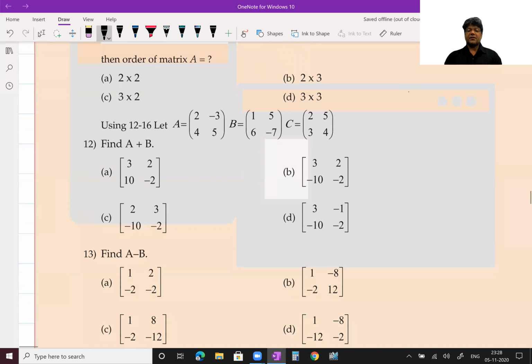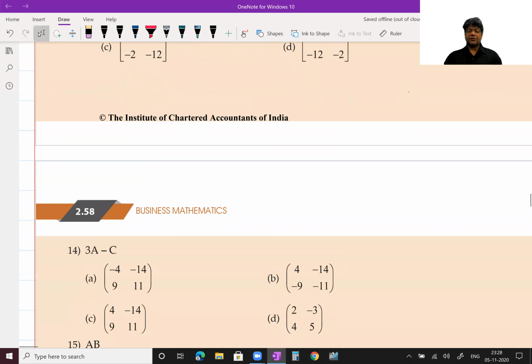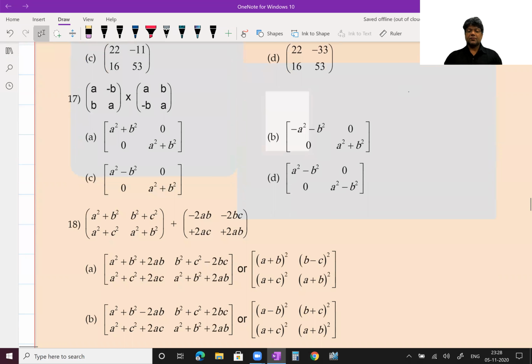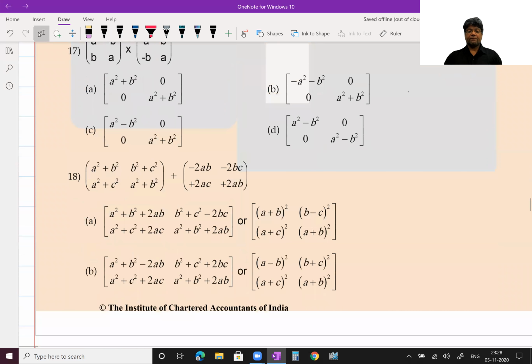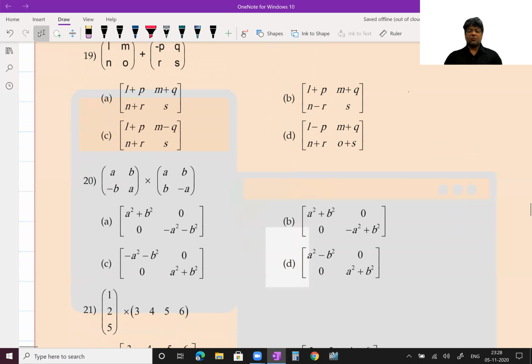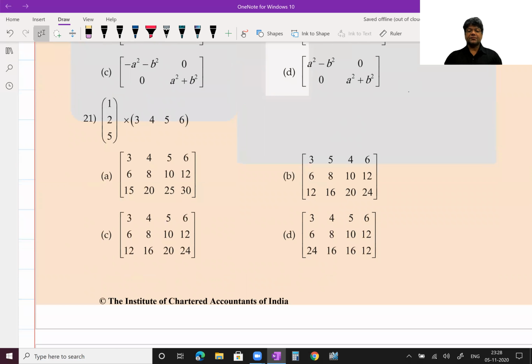A plus B. Guys, these are very easy questions. Unnecessarily, if I go to solve and show, that will be a wastage of time only. All questions are easy, guys. Look here. This type of question I have discussed.